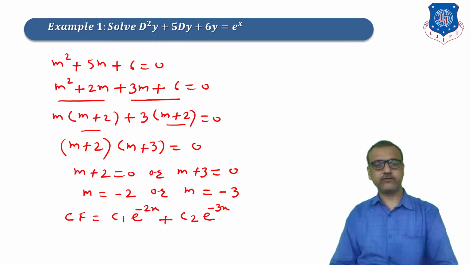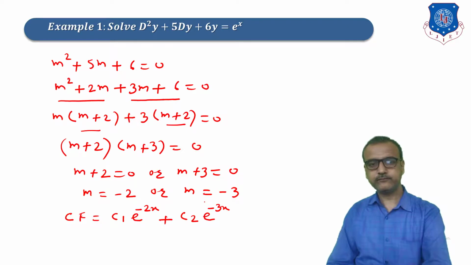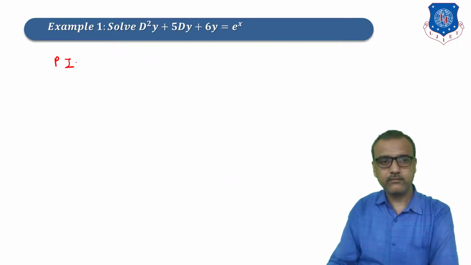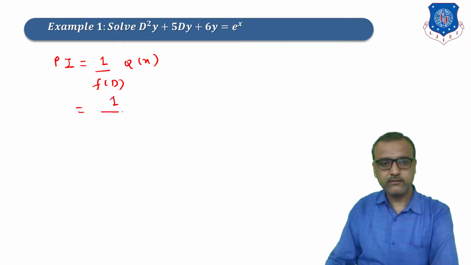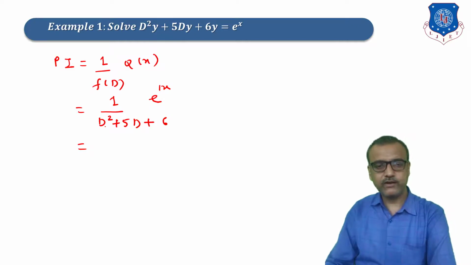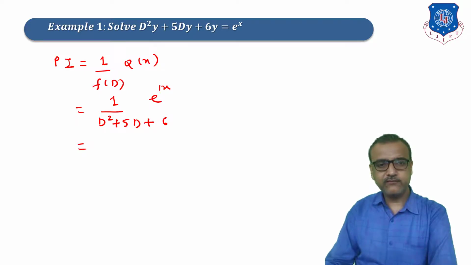Now we will find out PI, and the formula of PI is PI equals 1 upon f(D) times Q of x. f(D) is D square plus 5D plus 6 and Q of x is e raised to 1x. Now we will replace D by 1, that is the coefficient of x is 1. So we will replace D by 1 and we will see whether the denominator is 0 or non-zero.